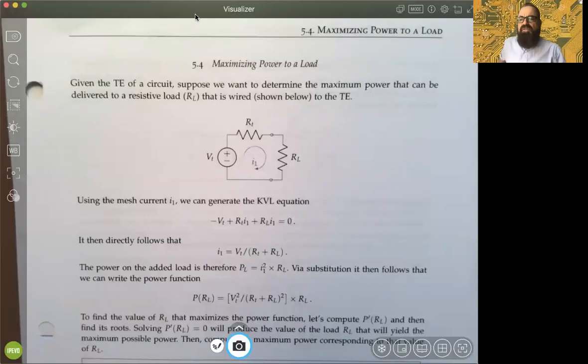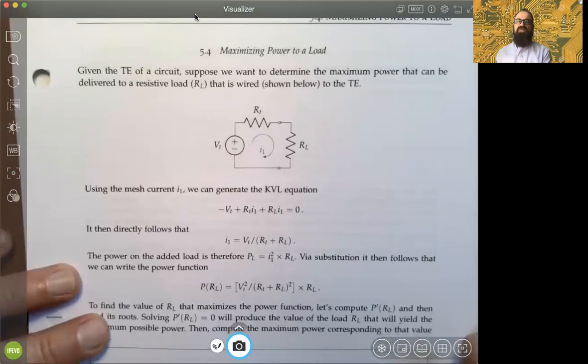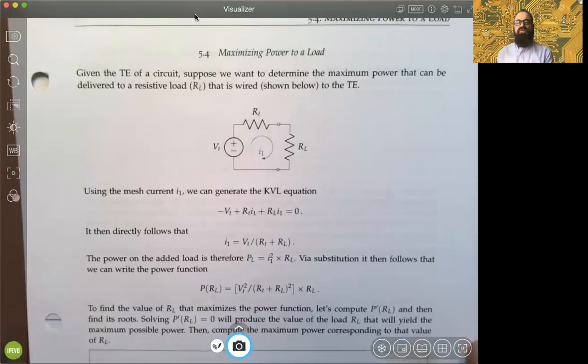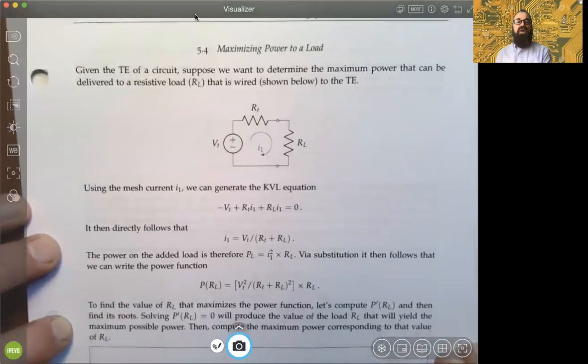In the last two sections of Chapter 5, we're going to consider the concepts of maximizing power to a load and doing source transformation. All of this is using the Thevenin equivalence or the Norton equivalence of a circuit. So in section 5.4, we're at the top of page 73 in our ECE 301 workbook.